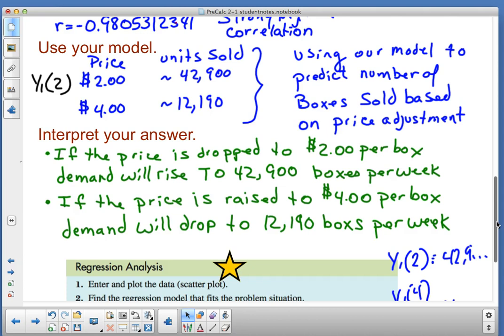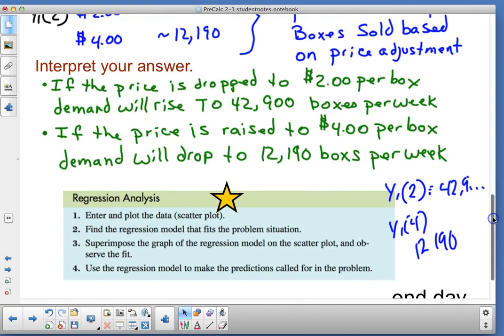And then they have a sweet spot with the number of boxes sold, the price per box, and profit made, for profitability of what's going on. And they try to maximize the profit with the number of units sold. Okay, and this section is what I did with the other. So again, example, what I just did. Enter the plot data, find the regression model that fits the problem. We chose a linear. It might be quartic, quadratic, whatever. Superimpose the graph of the regression model in the scatter plot, observe the fit, and use the regression model.